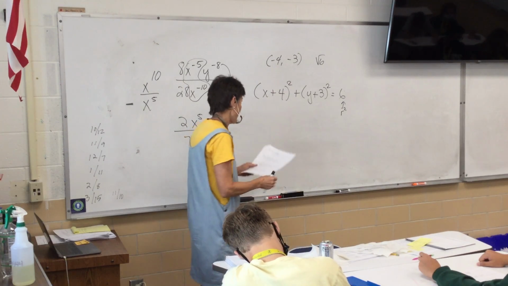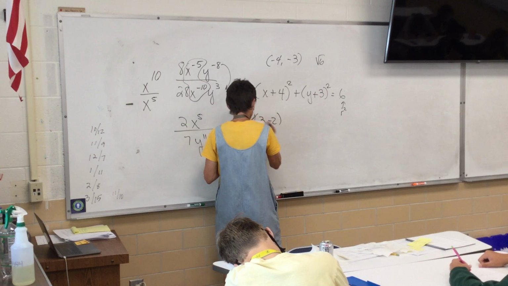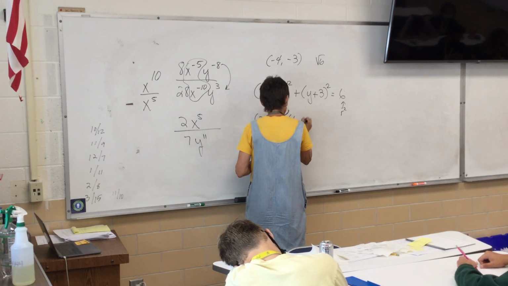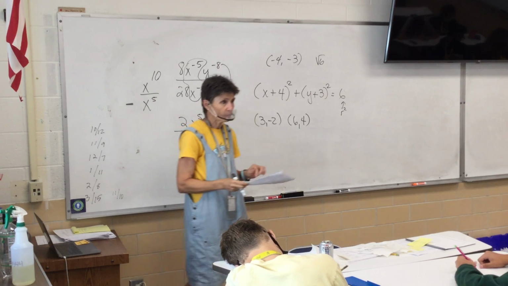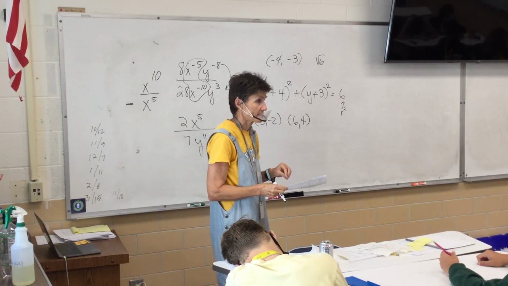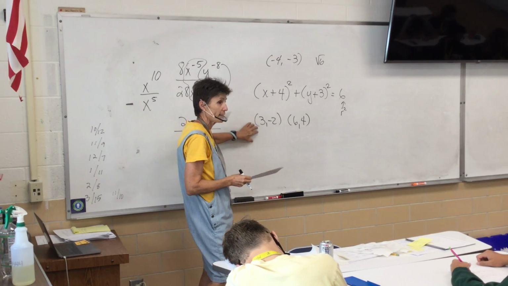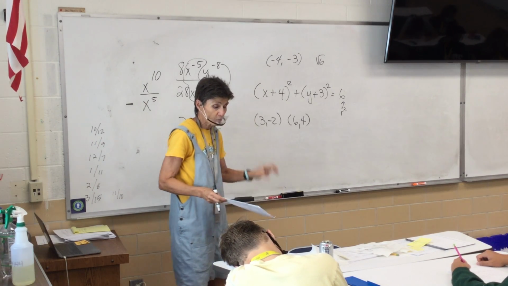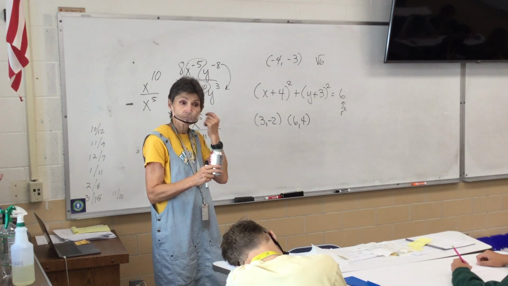Now we're writing lines. So we've got 3, -2, and 6, 4. And I was very careful on your test. You have directions for how to write the line. So we'll write it both ways, so you practice. But on your test, it will say write in slope intercept or write in point slope. Okay?